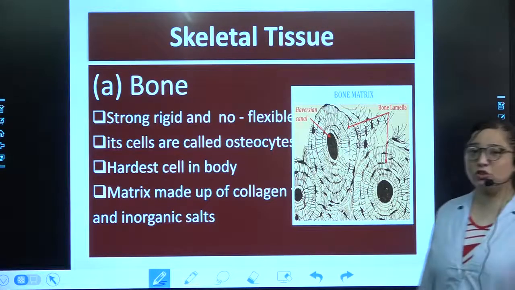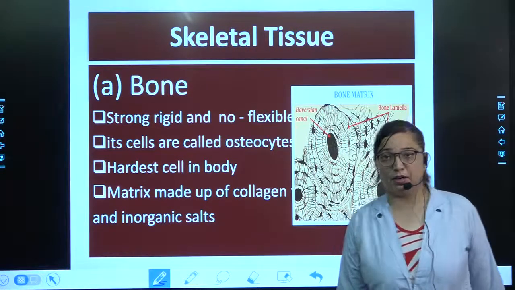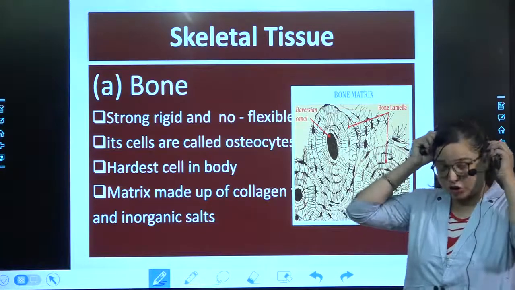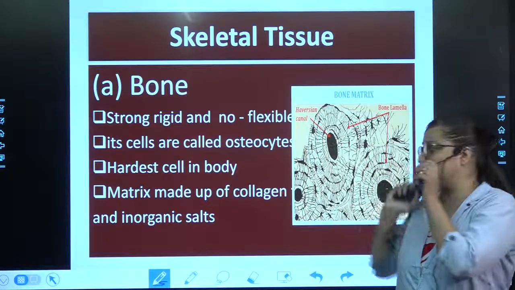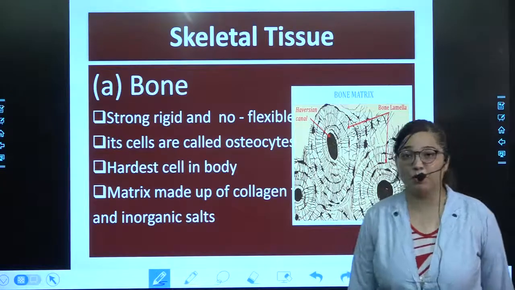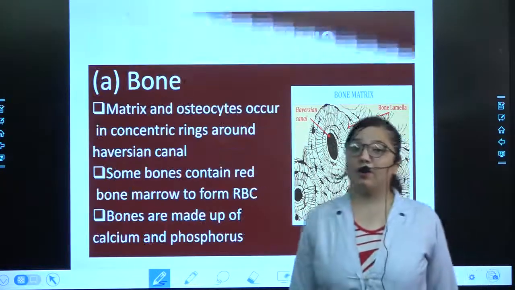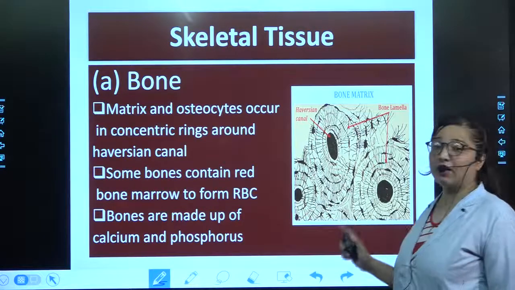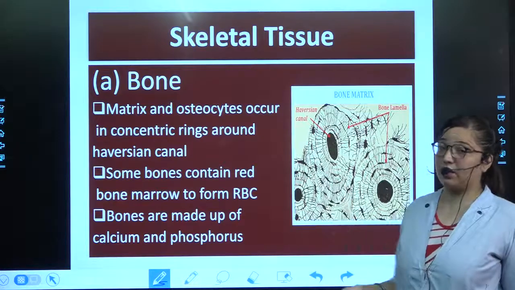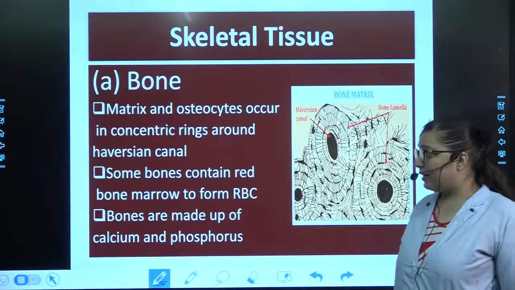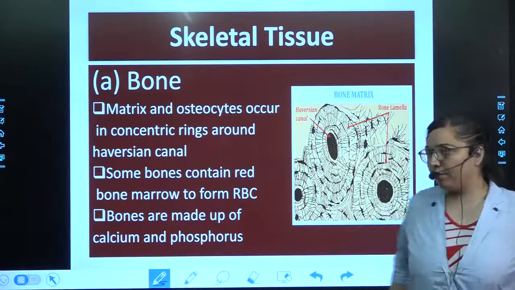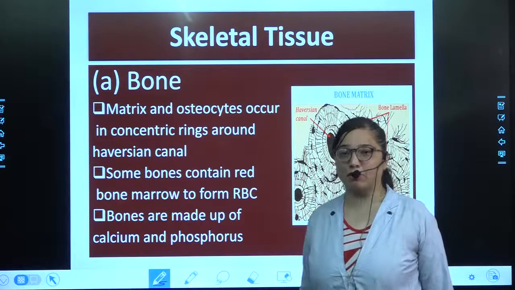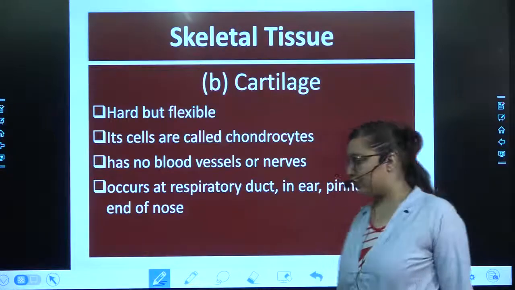Bone. These are the strong and the non-flexible types of skeletal tissues. What are bone cells called? Osteocytes. These are the hardest cells in the body. And what is the matrix made up of? It is made up of collagen fibers and inorganic salts. Then, matrix and osteocytes occur in the form of concentric rings around the Haversian canal. Some bones form the red bone marrow to form the RBCs. And what is the bone made up of? Calcium and phosphorus.